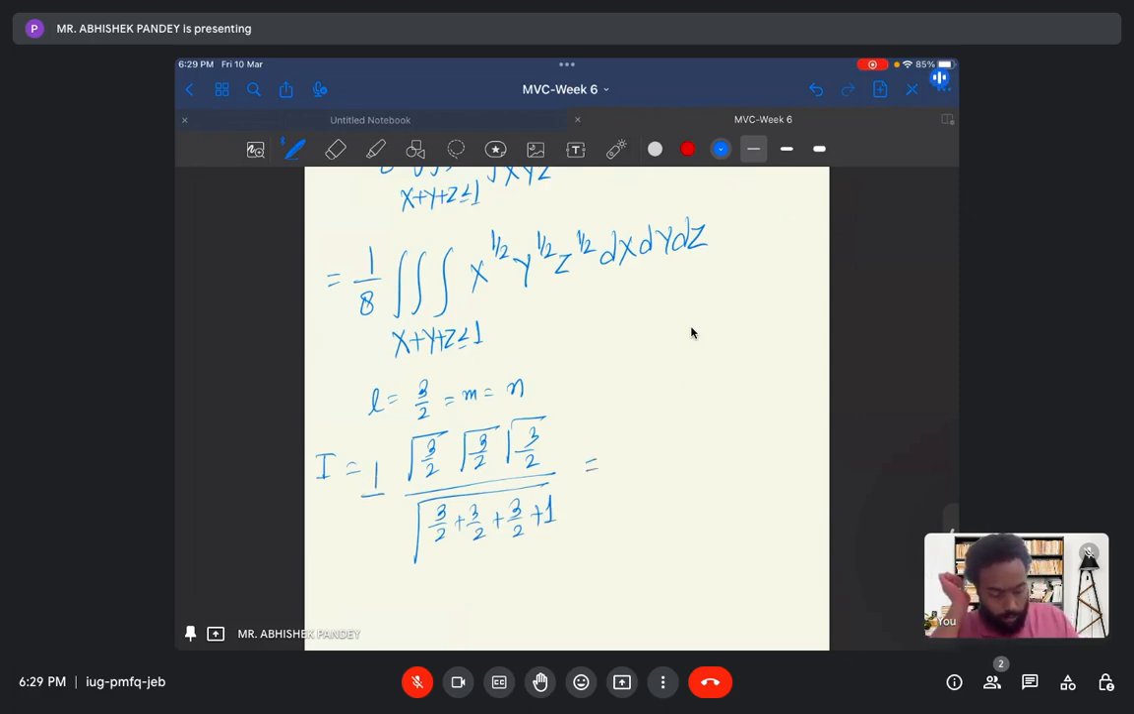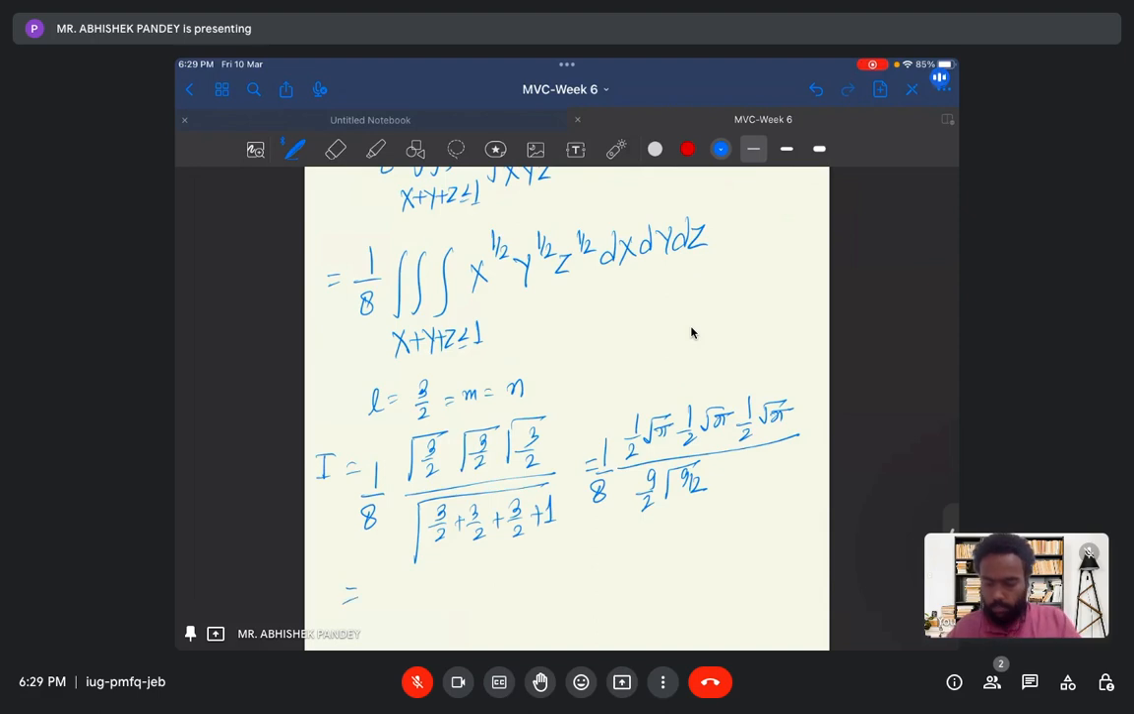Sorry, 1 by 8 is also there. So this becomes 1 by 2 root pi, 1 by 2 root pi, and 1 by 2 root pi upon gamma of 11 by 2, which is 9 by 2 times gamma of 9 by 2. And 1 by 8 is also there.